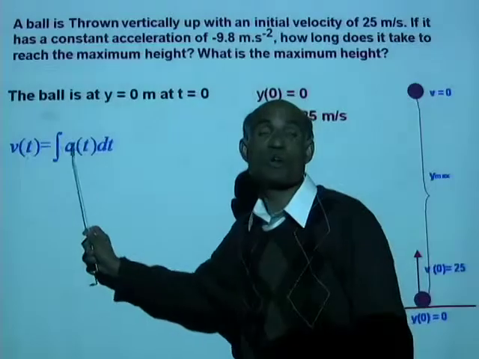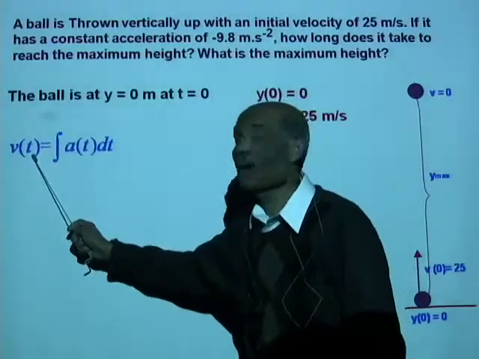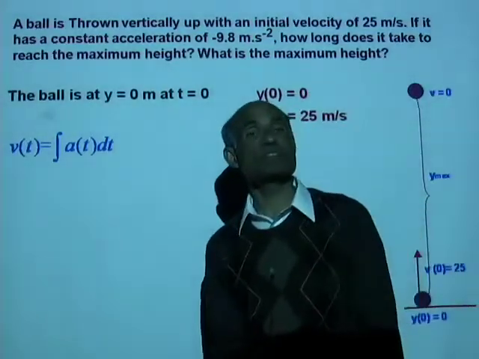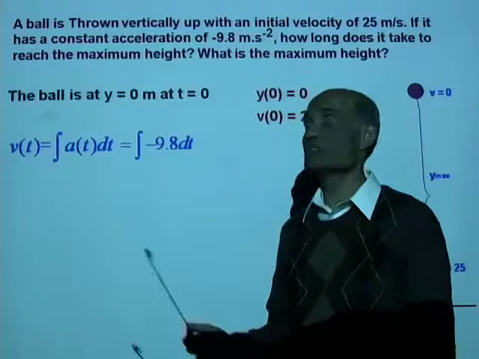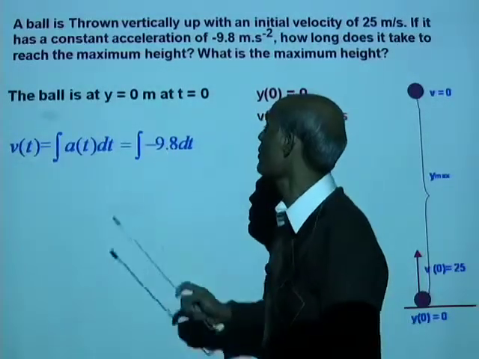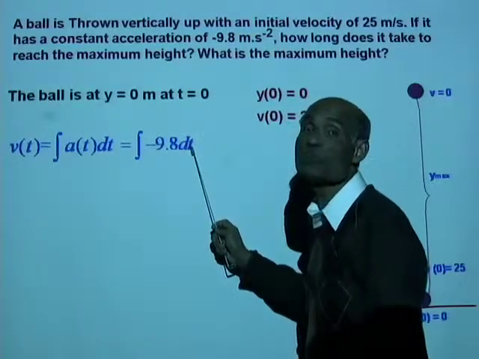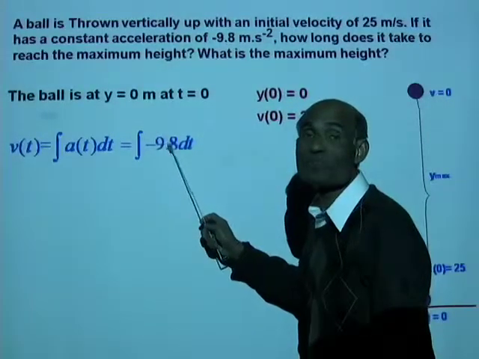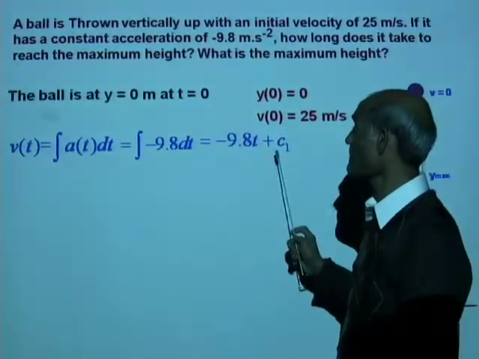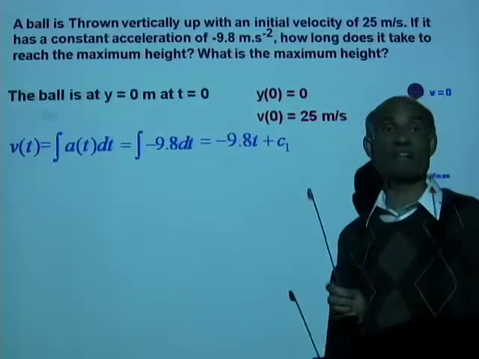So, as usual, we take the acceleration and integrate it to find the velocity function. v of t equals the integral of a of t dt. a of t is negative 9.8. So the integral of negative 9.8 dt will be negative 9.8 t plus c. There you go. And now we need to find the c1. How do you find c1?